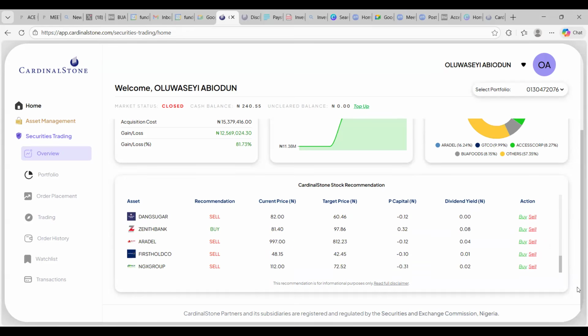So sometimes you may now want to say that, for instance, look at, they said Aradel sell, it is currently 997. It will go to 812. But someone like me, I won't sell it because I know that if I leave it, even if it goes down to 812 within this 1 year, I'm still in profit. Why? I bought it at 500. So even if it goes down to 812, what I will now do is when it goes to 812, I'll buy more. I will not buy more at 997, but when it goes to 812, because I'm already in profit, I will buy more.